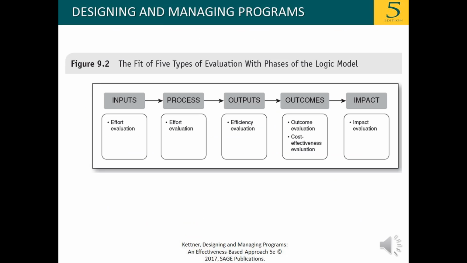So looking here, the fit of 5 types of evaluation with phases of the logic model. You notice effort evaluation goes along with inputs and process. Efficiency evaluation we see as relating to the outputs. For outcomes, we notice outcome and cost effectiveness evaluation. And then as we get to the impact evaluation, that relates to impact, right?